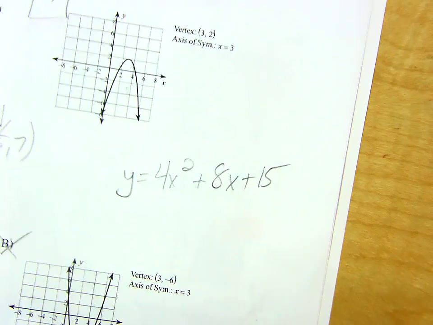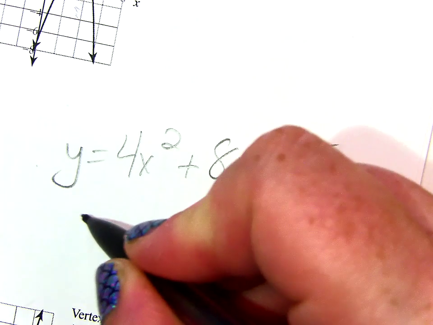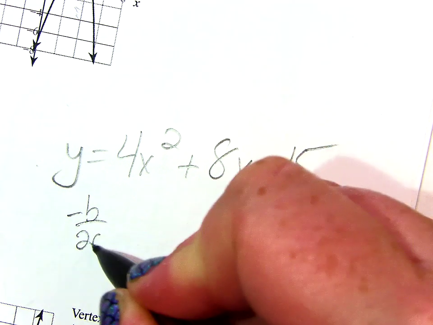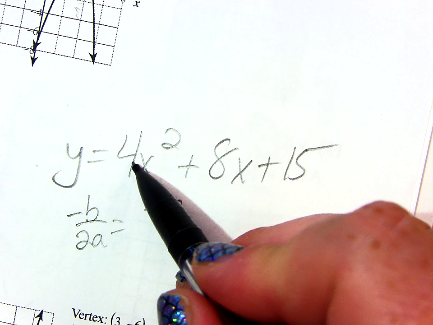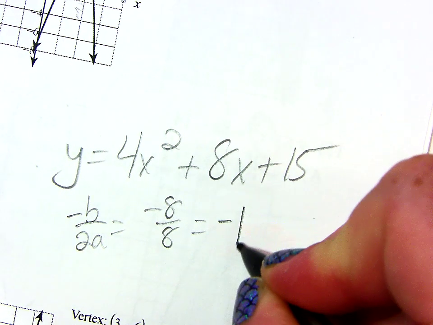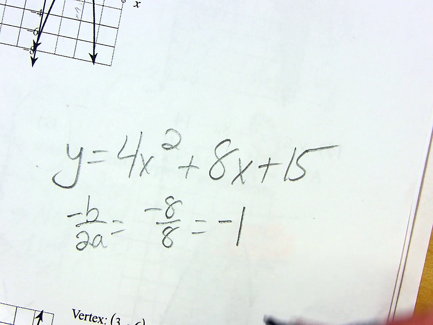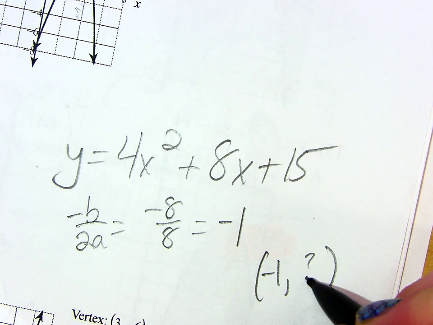Okay, say you have this quadratic, right? And they ask for the vertex. So you're going to start out by doing negative b over 2a. So that's going to be a negative 8 over 4 times, or 2 times 4 is 8. So I get a negative 1, right? So that means my vertex is at negative 1 comma something.